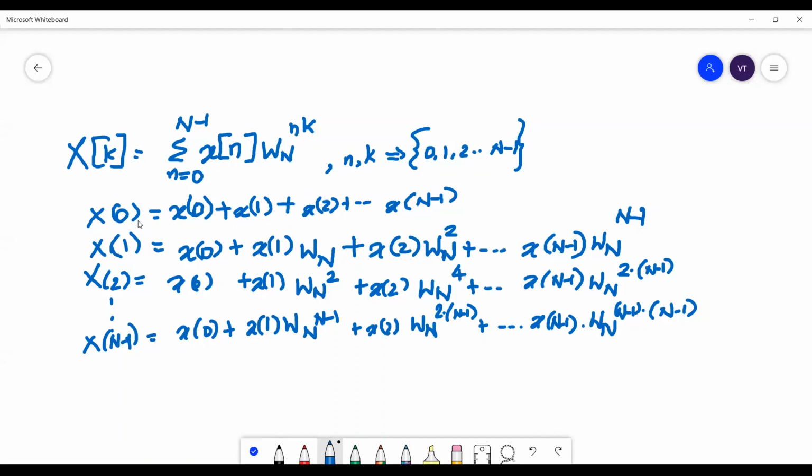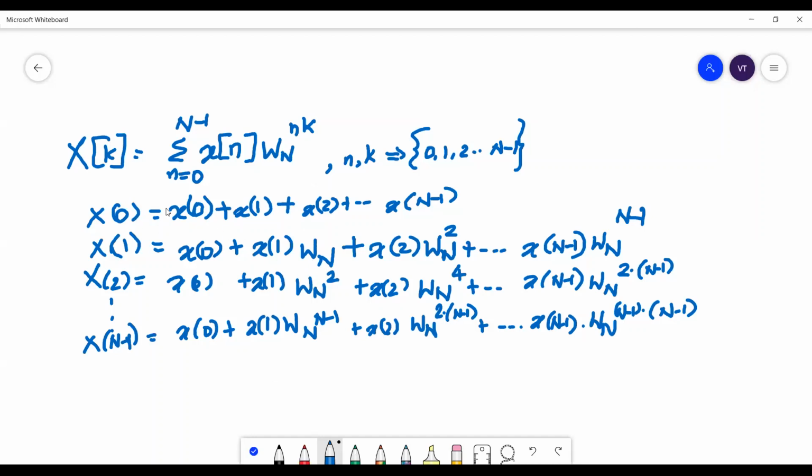N equations. There are N equations. Okay? So you require to find out capital X of 0, capital X of 1, capital X of 2, etc. up to capital X of N minus 1. So these are N simultaneous equations.